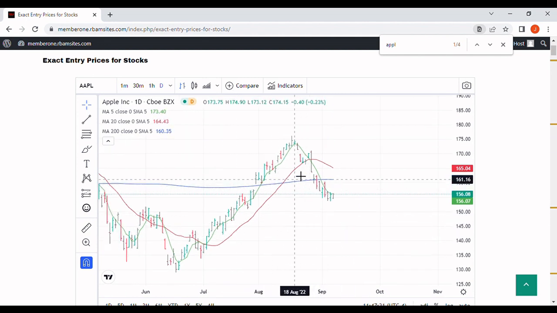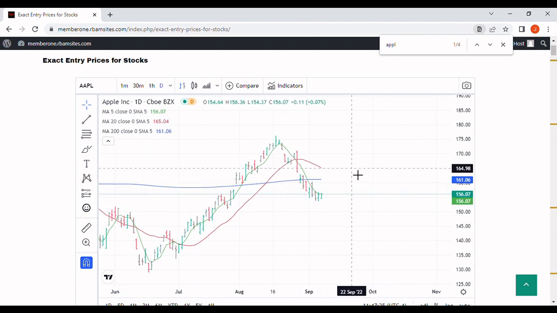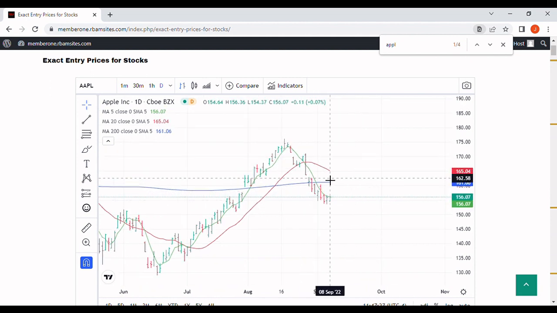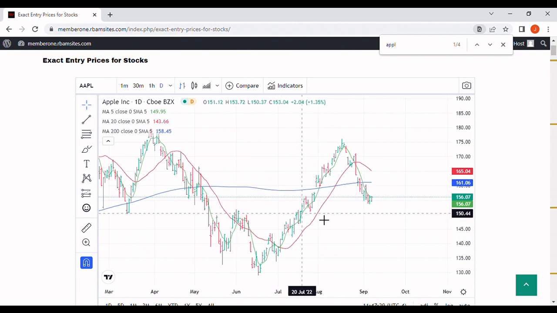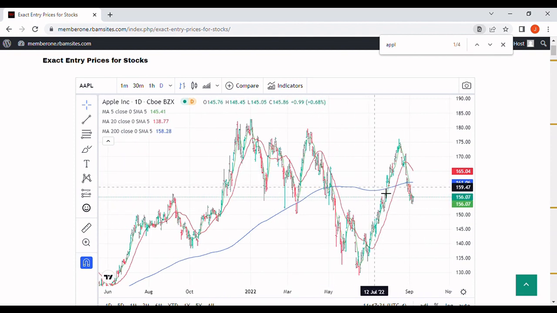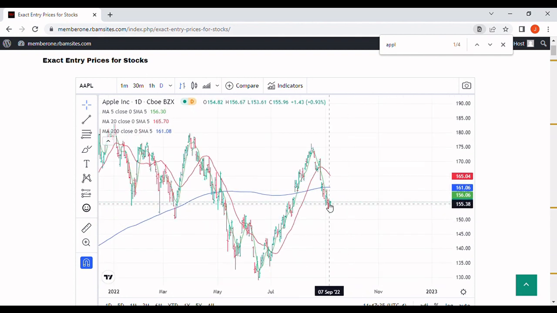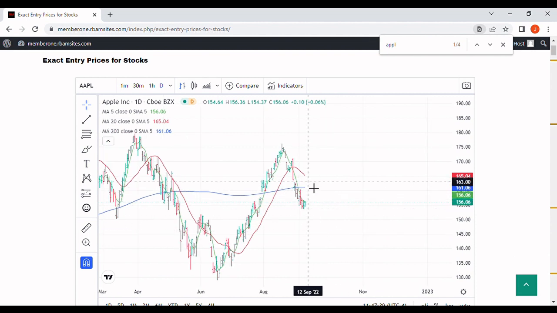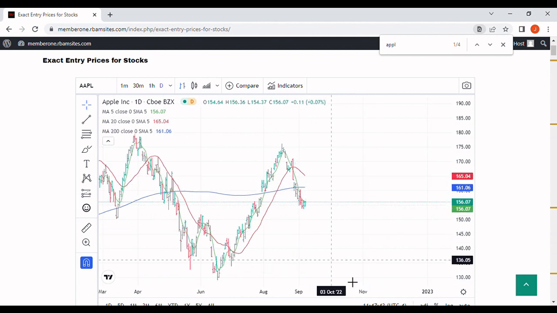Blue is 200-day, red is 20-day, green is 5-day moving averages. We can clearly see that we've broken down without much resistance through the 200-day moving average, which is essentially flat. Not flat, but almost flat. So we've broken through with no support from the 200-day. We are below the 20-day, but the 20-day is not below the 200-day. The 5-day is below the 200-day.